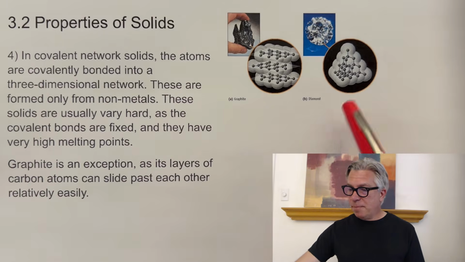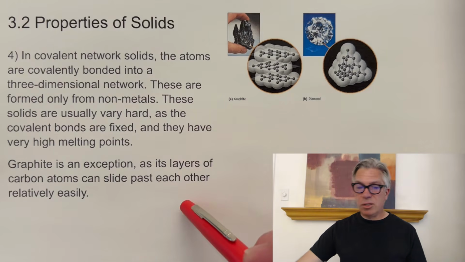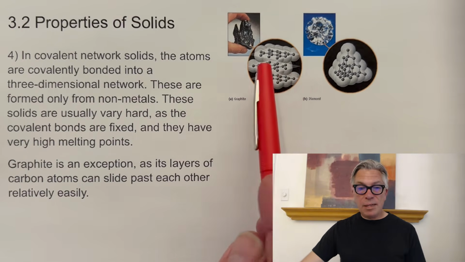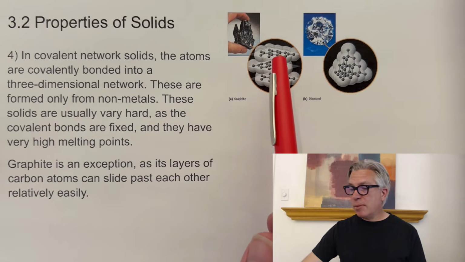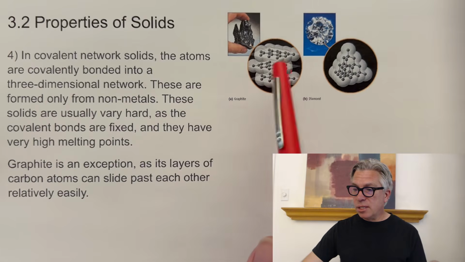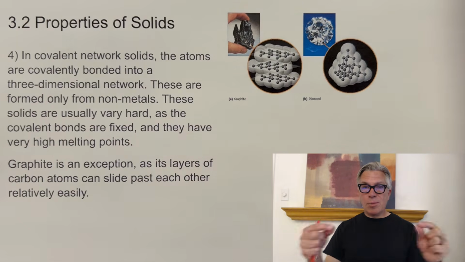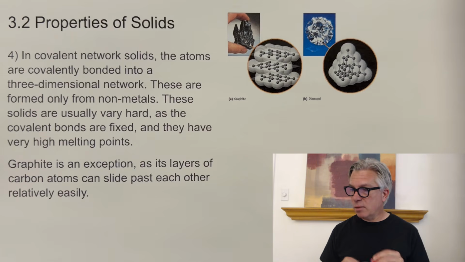a network solid. Graphite is kind of an exception, as its layers of carbon atoms can slide past each other easily. So each of these layers, I don't know if you know, is called graphene. We've isolated graphene, and graphene is really cool because it has really wonderful properties, like it can conduct electricity and do some really weird things. It's also very strong lengthwise and widthwise, and it's only like a single atom thick, so it's this really thin layer, but it's really strong in the tensile direction.